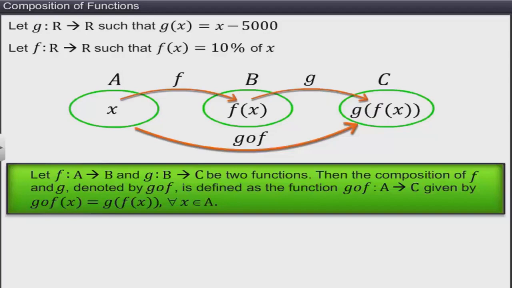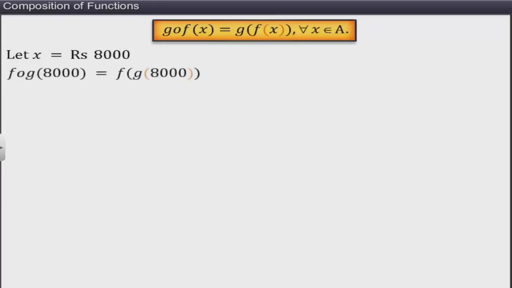In the above case, the purchase is of 8,000 rupees. So taking x as 8,000 rupees, the composition of f and g at x equal to 8,000 is equal to f of g of 8,000.